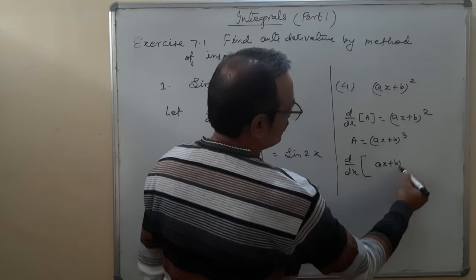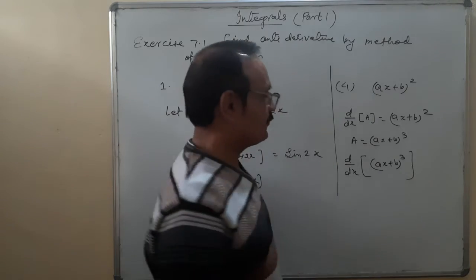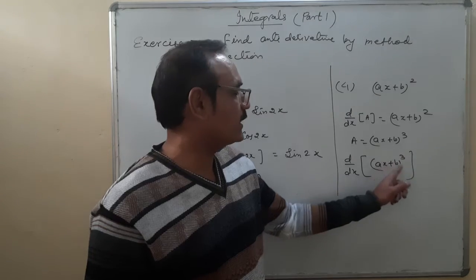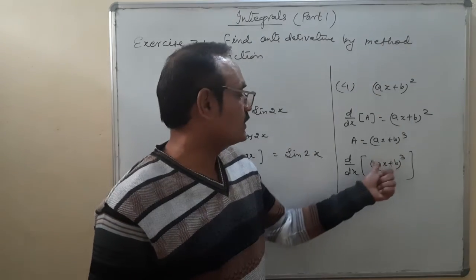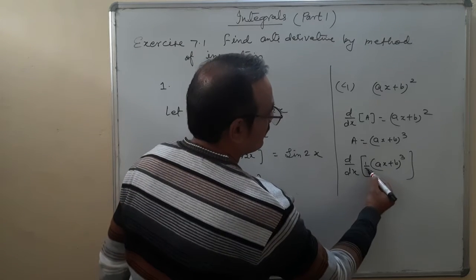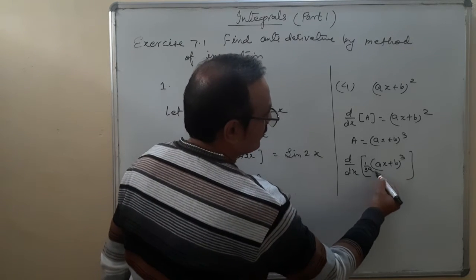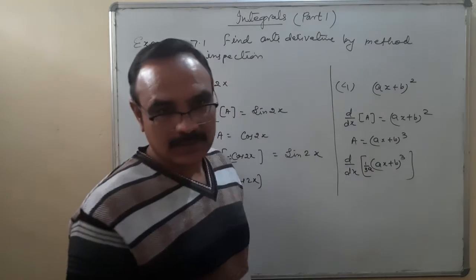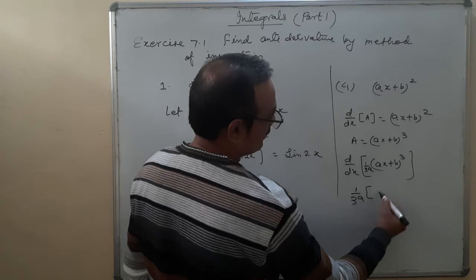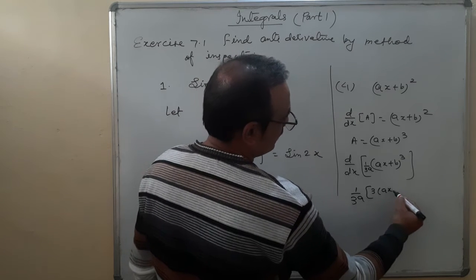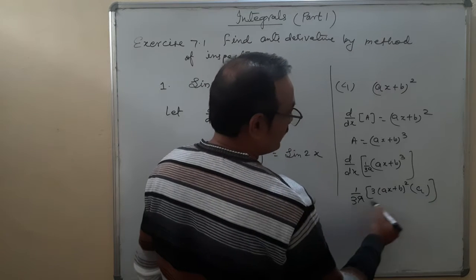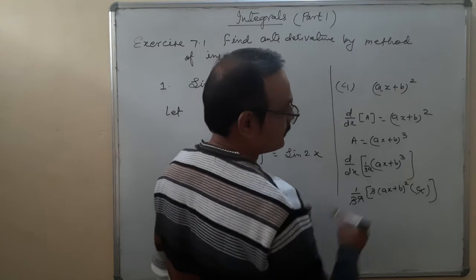(ax plus b) whole cube, and if you differentiate this term, 3(ax plus b) whole square and again differentiation of (ax plus b), that is a. Okay, so this 3 is coming here; for balancing, 1 upon 3, and a is also coming. Now you can check it. Its differentiation is 1 upon 3a, 3(ax plus b) whole square, and again differentiation of ax plus b, that is a. A cancels, 3 cancels, (ax plus b) whole square.